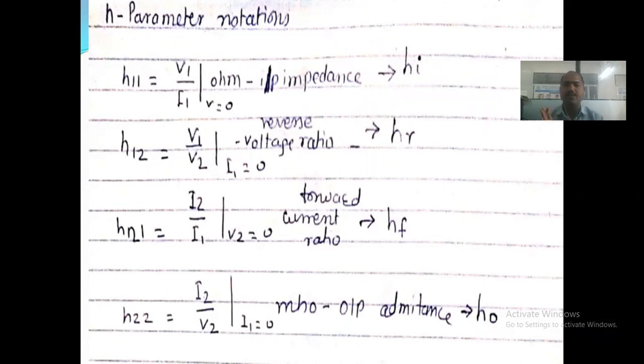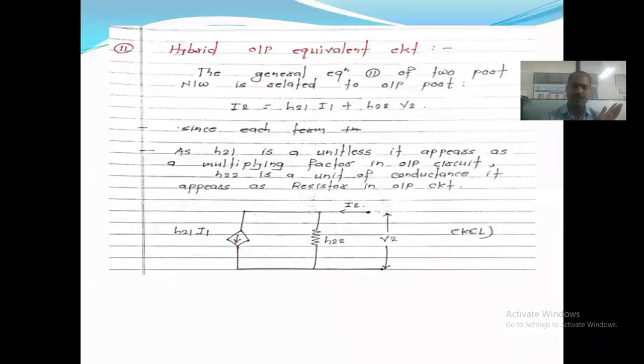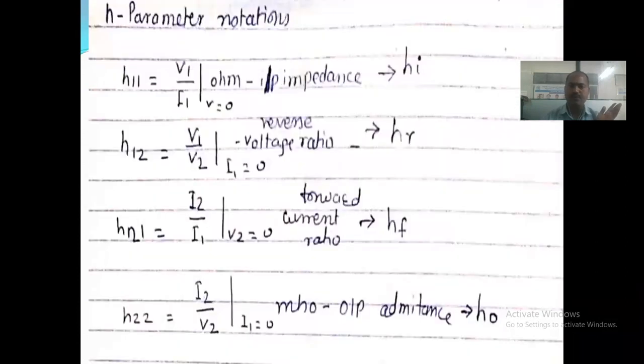Now we will see the H parameter notation. We have already seen there are two equations with respect to the H parameter. When we apply the signal to the transistor, there are two things: one is a dependent variable, the other is an independent variable. With respect to that, we design the two equations. One equation is V1 = H11 I1 + H12 V2, right? The other equation is related to I2: I2 = H21 I1 + H22 V2, right? These are the two equations we have designed.